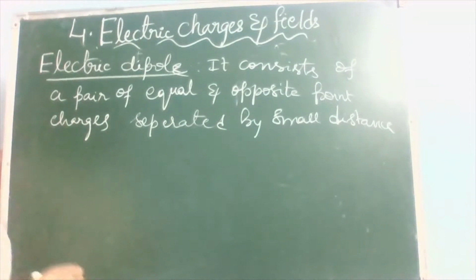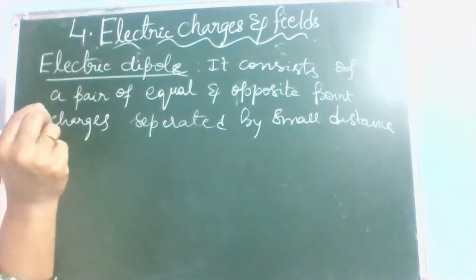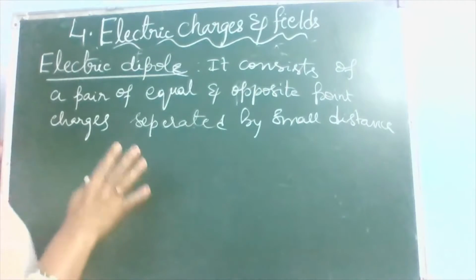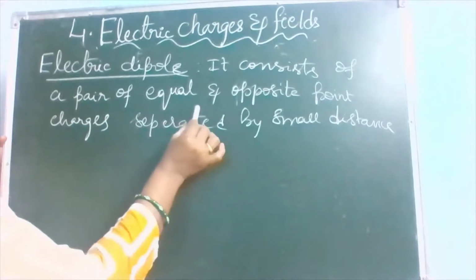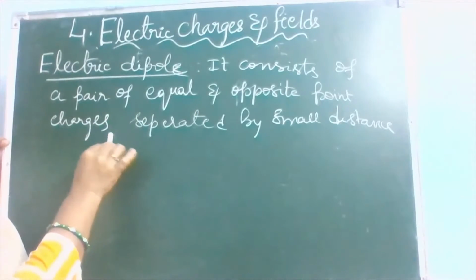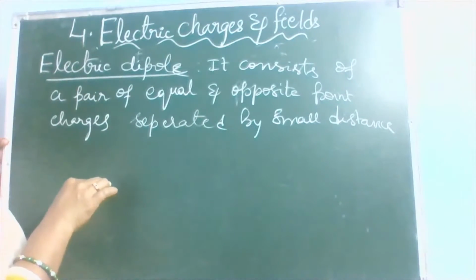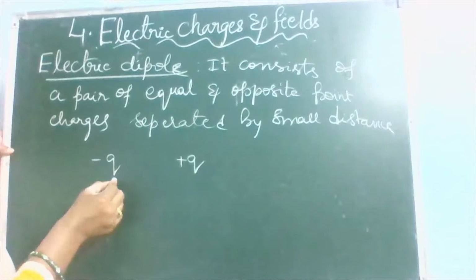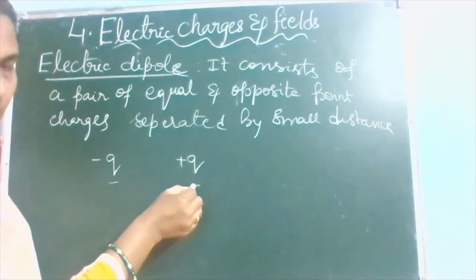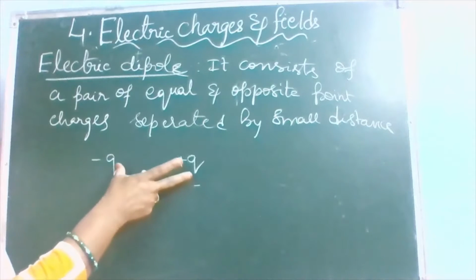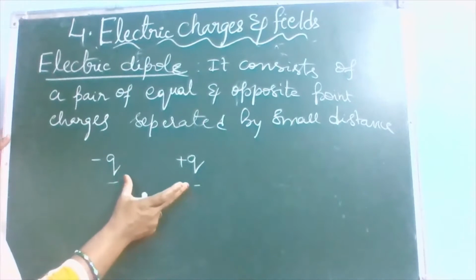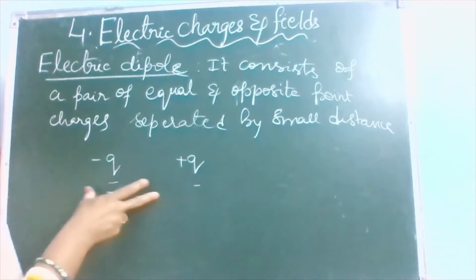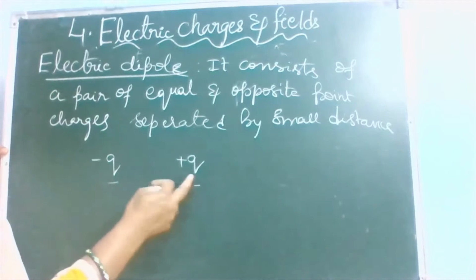We also have to calculate the electric field intensity for a dipole. Before that, what is an electric dipole? It consists of a pair of equal and opposite point charges, for example minus q and plus q. This one is the negative charge and this one is the positive charge, opposite in sign but equal in magnitude.